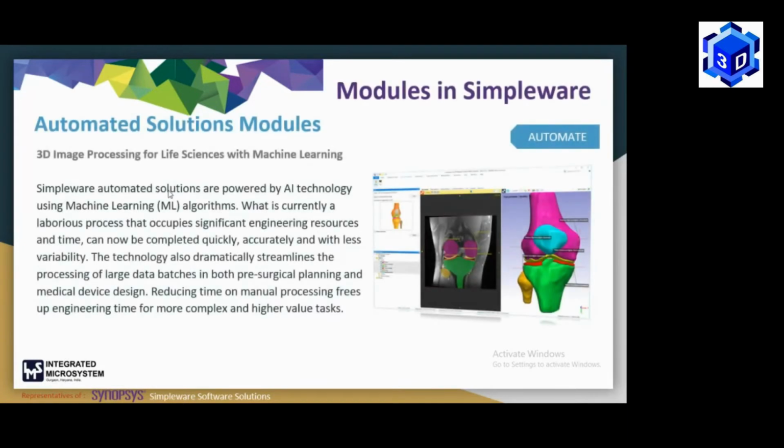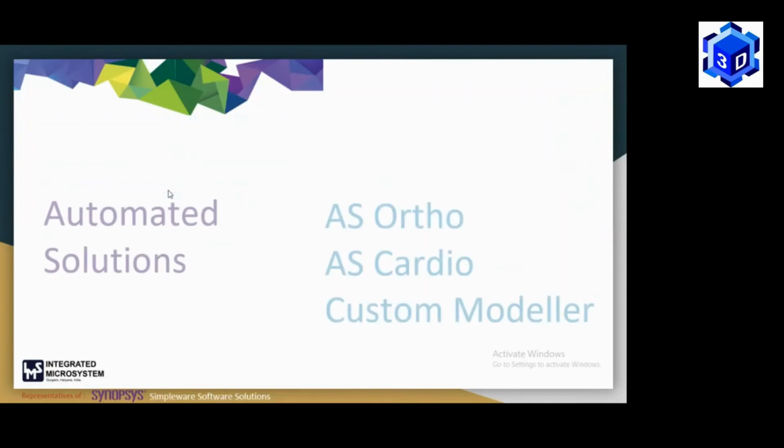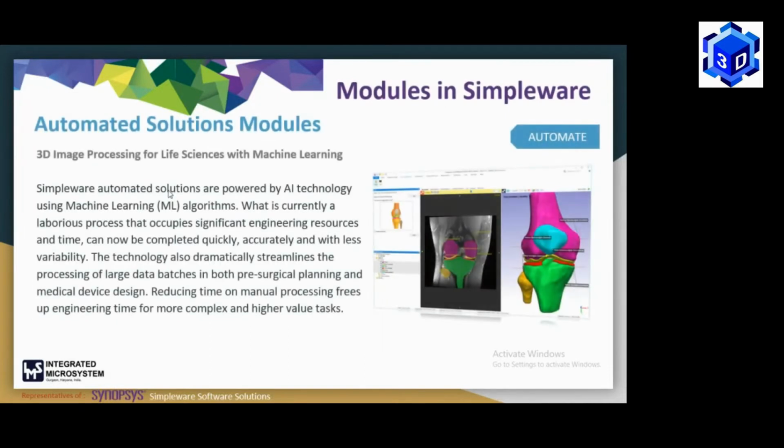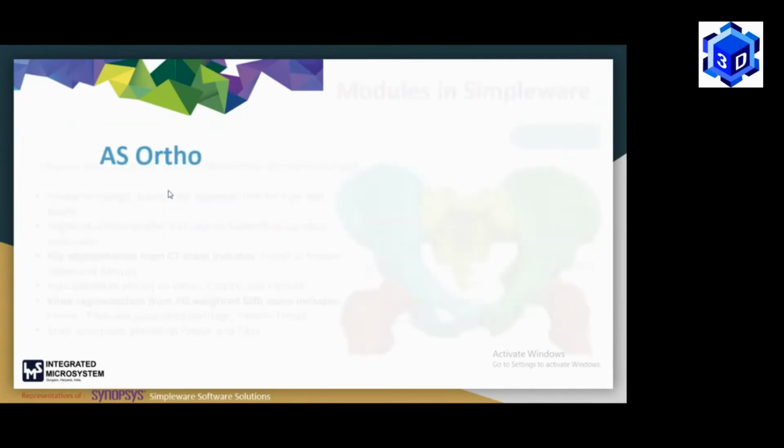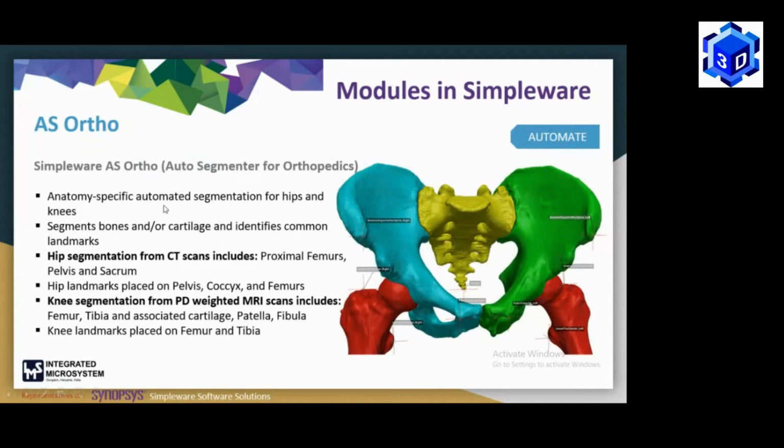Now the automated section is here. The automated AS Ortho and AS Cardio, all three modules are totally based on machine learning algorithms. You can see this is the hip segmentation with AS Ortho. The splitting of the mask, or we can say the splitting of each and every section, has been done here with various colors.